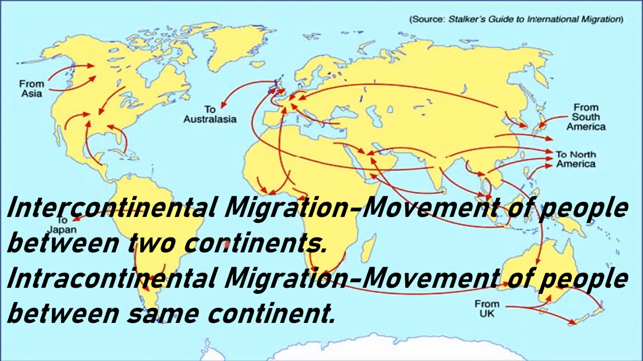Intercontinental migration is the movement of people between two continents. For example, if a person from India moves to Canada or USA, meaning a person is moving from Asia to North America, this is intercontinental migration. Intracontinental migration is the movement of a person between different countries of the same continent. Example, a person from India moving to Japan is intracontinental migration.